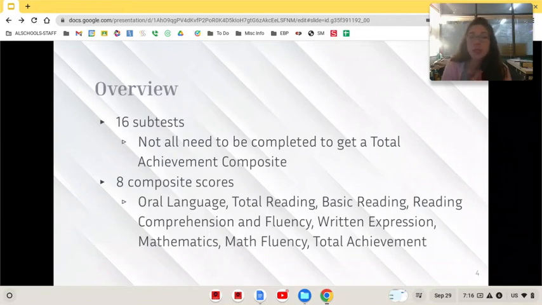The 8 composite scores include oral language, total reading, basic reading, reading comp, and fluency. And then there's written expression, math fluency, and then total achievement.